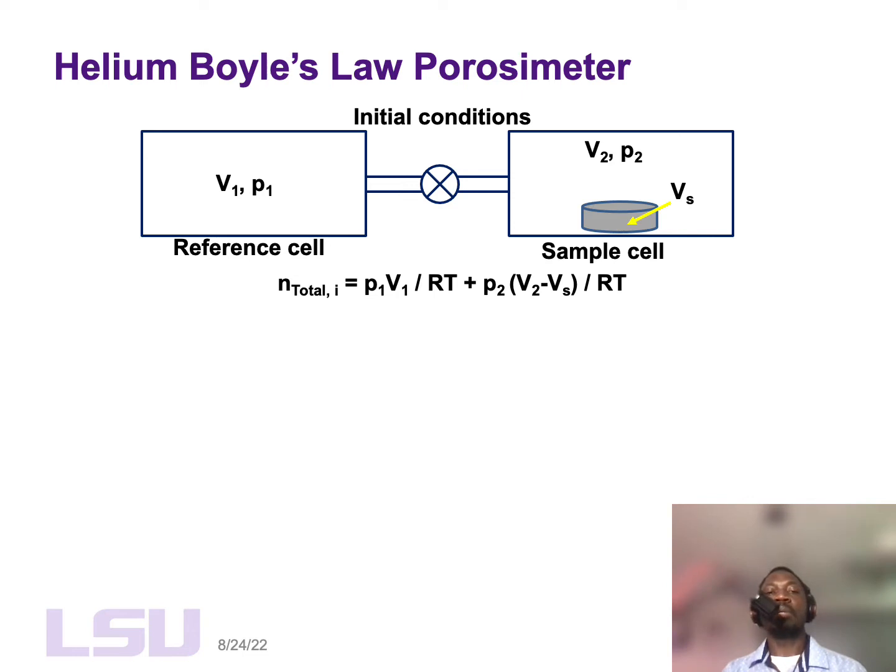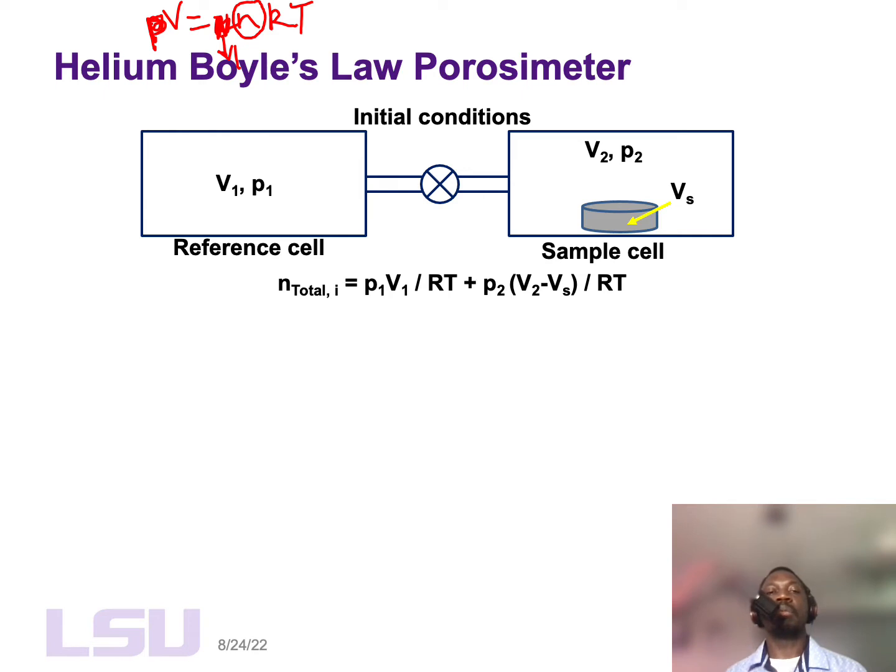And now we can figure out the total number of moles of helium in the reference cell plus the sample cell using the ideal gas law. The real gas law is PV equals ZnRT, right? But at the low pressures at which we typically perform these experiments, Z is practically 1. So that's why we can use the ideal gas law, and we are looking for the number of moles n, and so n will be PV over RT.